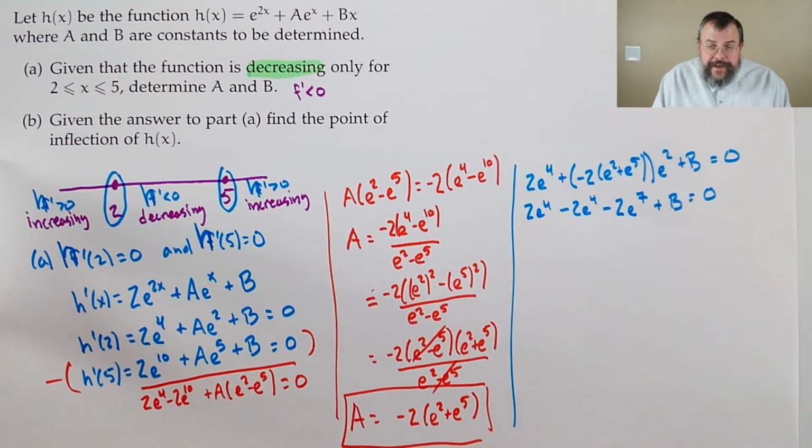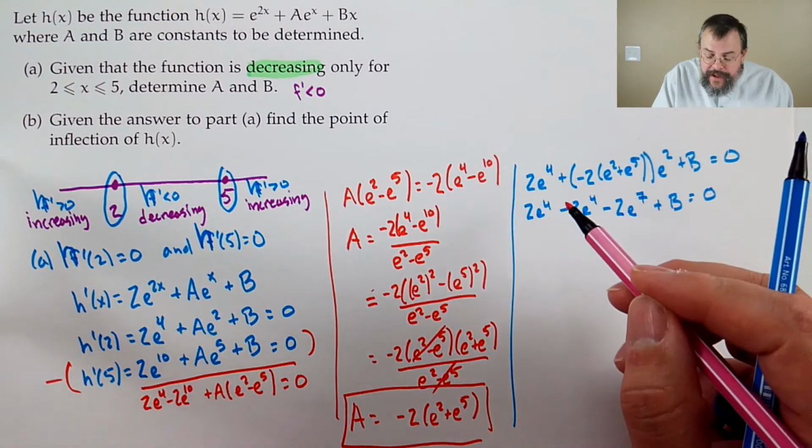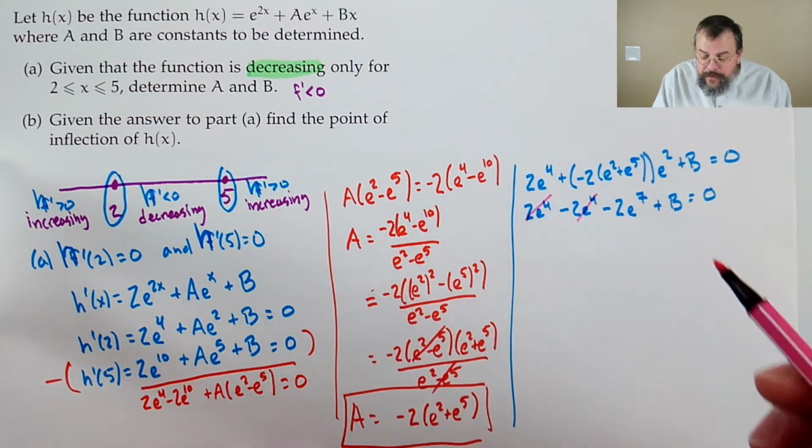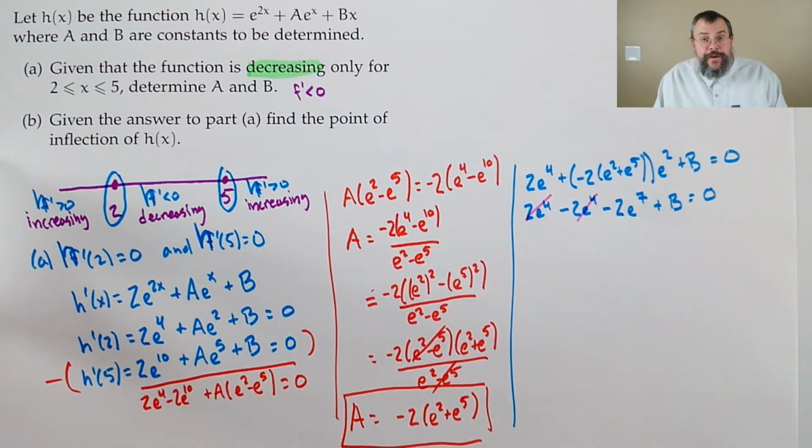And we must be doing something right. We've been living a clean algebra life. The e to the 4th cancel. Wow, that's beautiful. It really is. It's so clean how it all works out in a nice way.